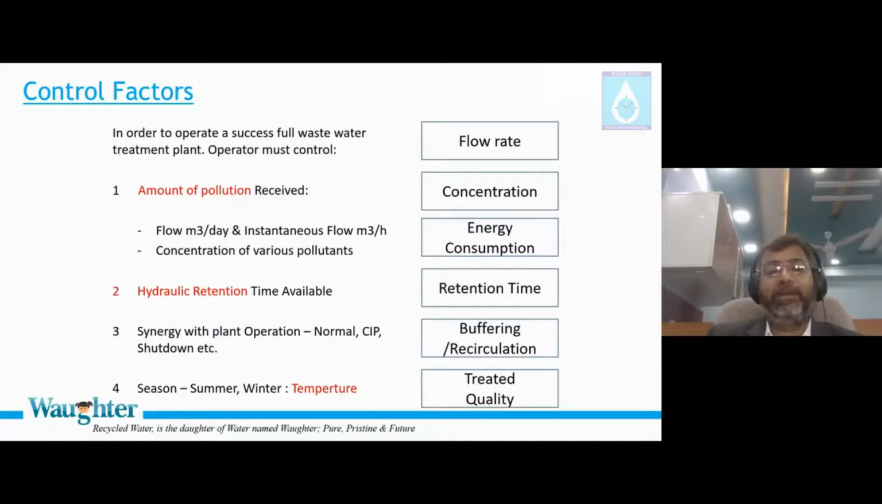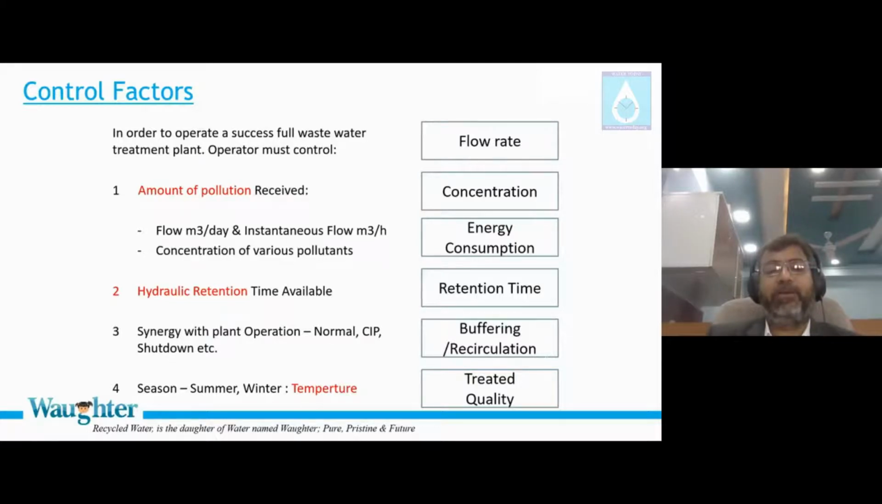Then the second important thing I said was hydraulic retention time. How much time is available? At my entry, I get the effluent right now. So I have to make it treated water. Whether I will make treated water in 90 minutes or 120 minutes or one day, that is called hydraulic retention time, which is available to me.